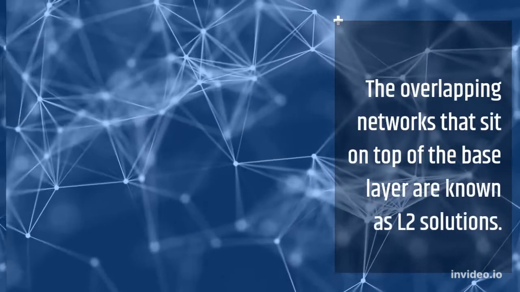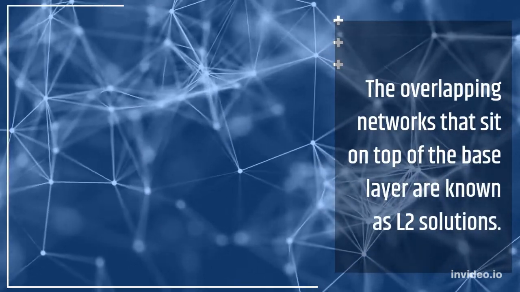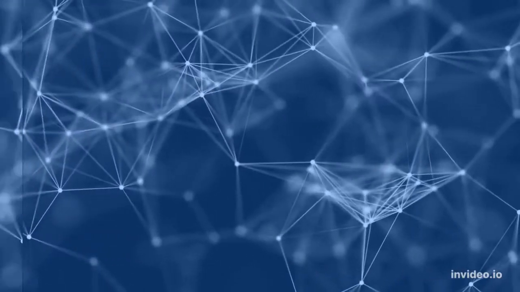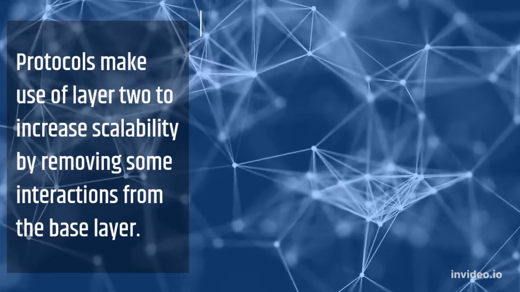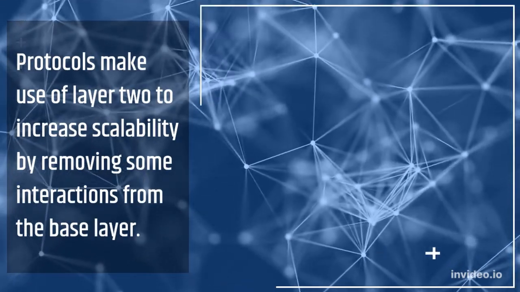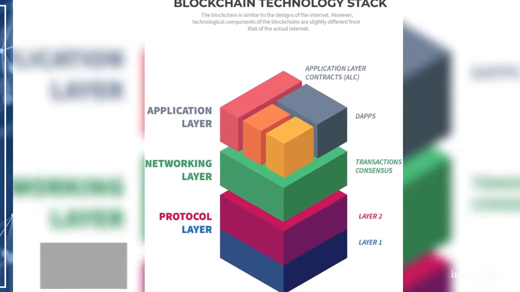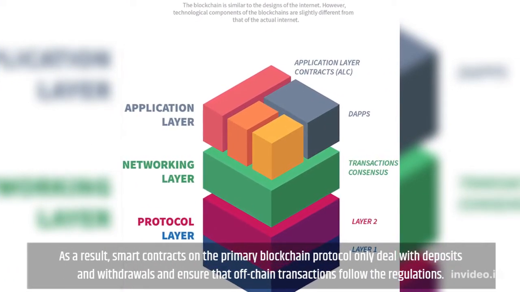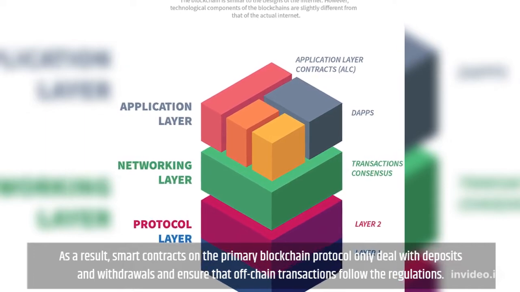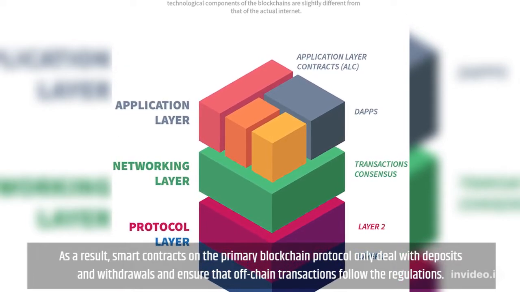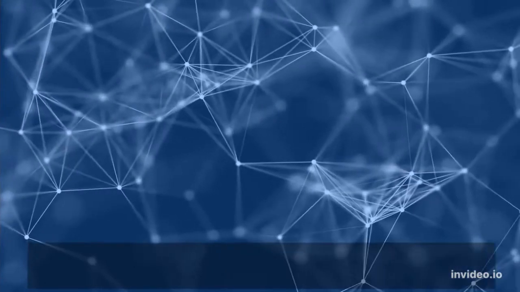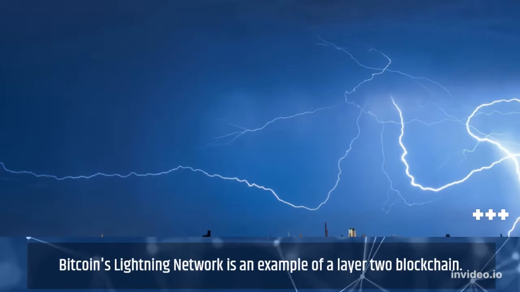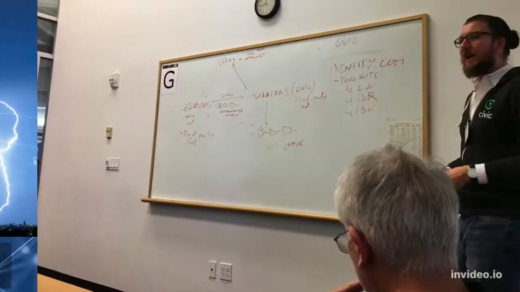The overlapping networks that sit on top of the base layer are known as L2 solutions. Protocols make use of Layer 2 to increase scalability by removing some interactions from the base layer. As a result, smart contracts on the primary blockchain protocol only deal with deposits and withdrawals and ensure that off-chain transactions follow the regulations. Bitcoin's Lightning Network is an example of a Layer 2 blockchain.